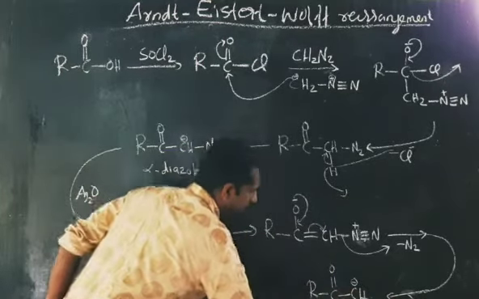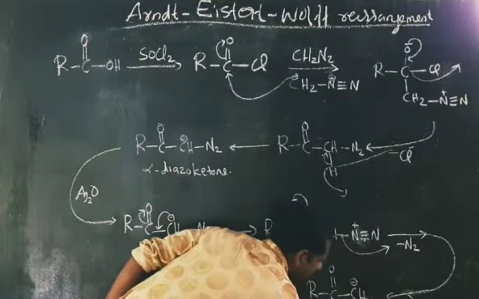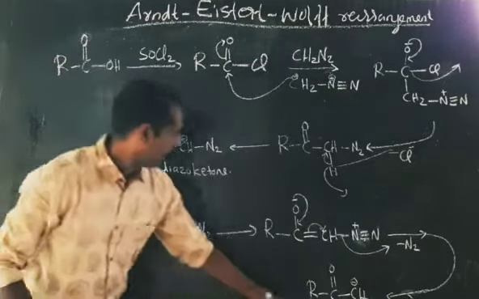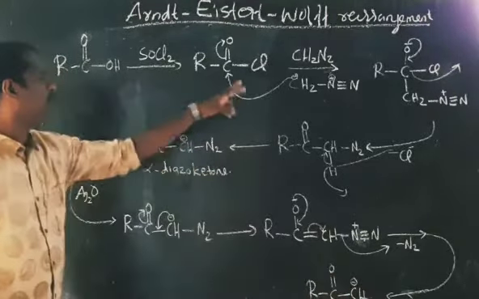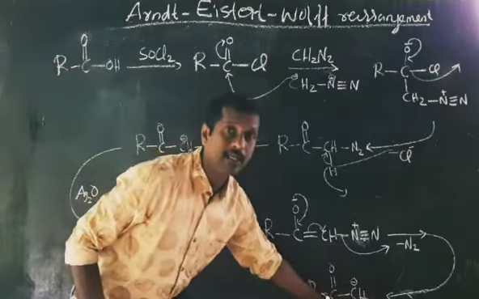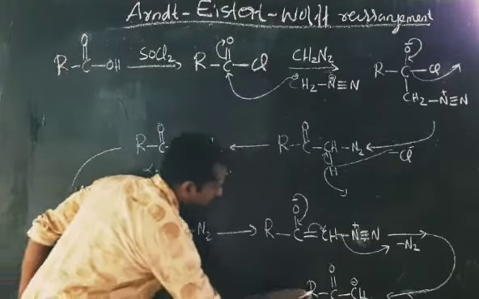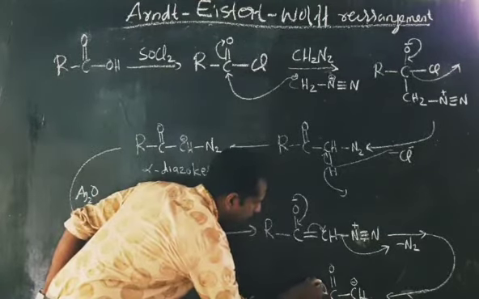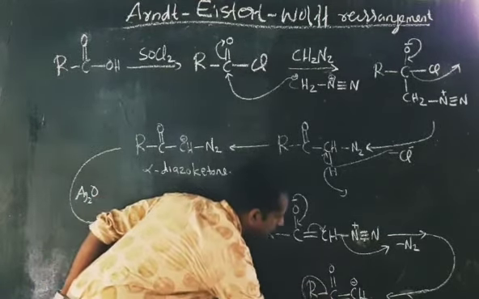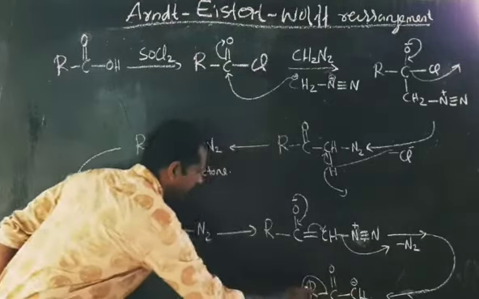This is what is called a carbene, carbon with a negative charge. So a carbene intermediate is forming during the Wolff rearrangement. Once the carbene intermediate is formed, immediately you can see a 1,2 alkyl shift: this alkyl group breaks from this carbon and attaches to this negatively charged carbon.